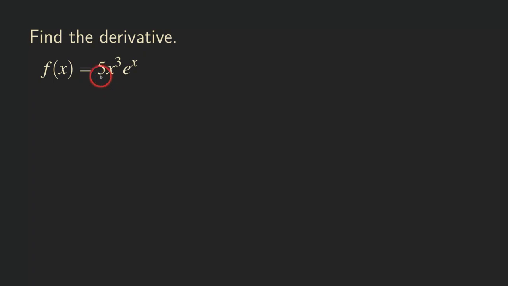As you can see here, we have 5x to the third power times e to the x. We can actually treat the 5x cubed as one function and e to the x as the other function. And so we have a product of two different functions, and when we differentiate this whole function f, we need to use the product rule to take the derivative. Okay, so let's get started.